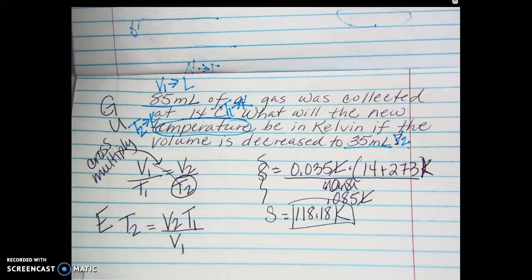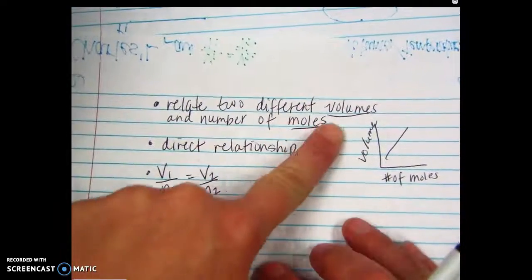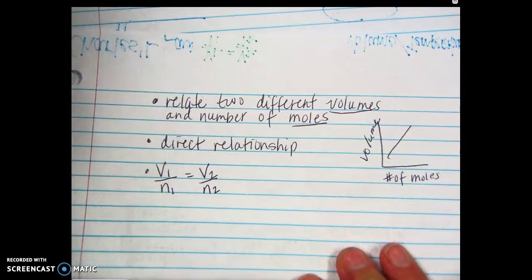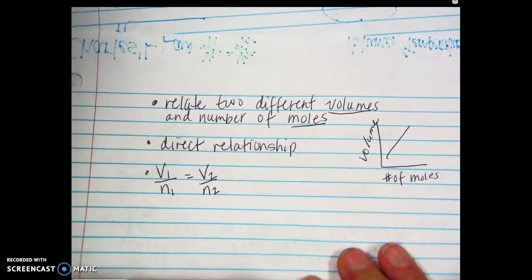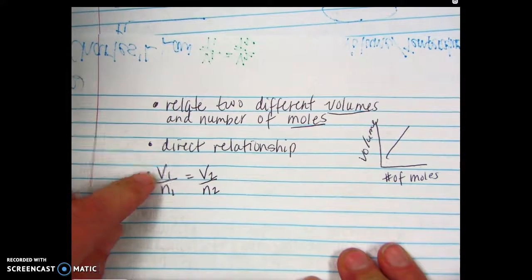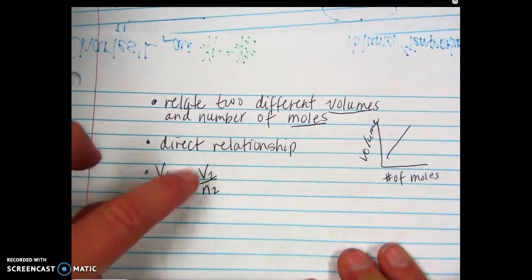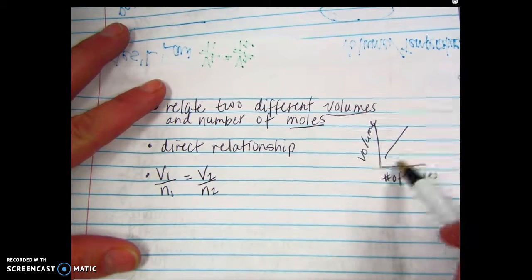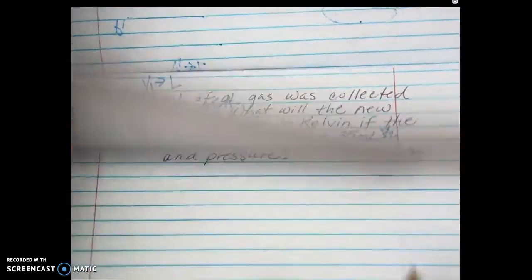All right, Avogadro's law. Avogadro's law relates two different volumes and the number of moles, because Avogadro is 6.02 times 10 to the 23rd. That's his number, which is moles. All right, there's a direct relationship, and this is our formula. The initial volume divided by the initial number of moles equals the final volume divided by the final number of moles, and our graph. Okay. All right, so let's work our problem.